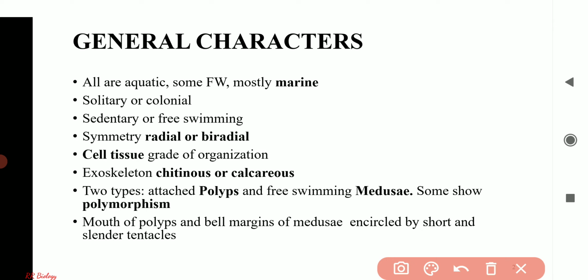So let us first discuss all these which are mentioned in this slide. All the coelenterates are aquatic organisms, where some are freshwater organisms and mostly they are marine organisms. If you look at the coelenterates, most of them you will find in marine water. A few are freshwater species, but all are aquatic ones.